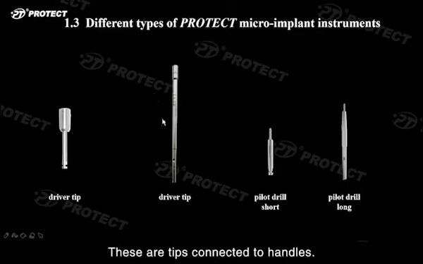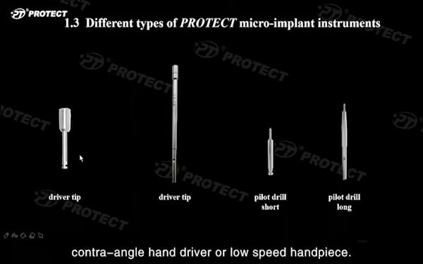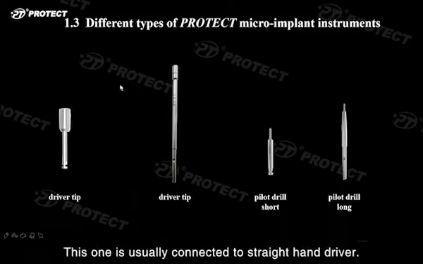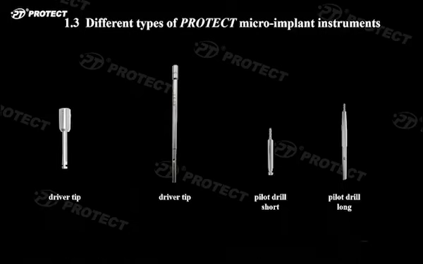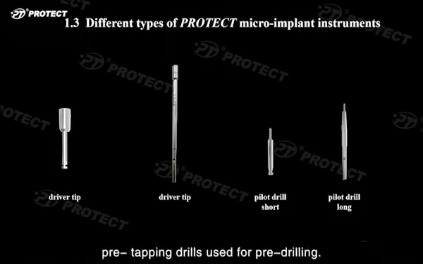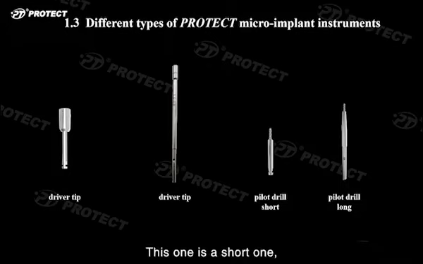These are tips connected to handles. This one is usually connected to a contra-angle hand driver or low-speed handpiece, and this one is usually connected to a straight hand driver. These 2 ones are pilot drills, in other words pre-tapping drills, used for pre-drilling. This one is a short one, and this one is a long one.